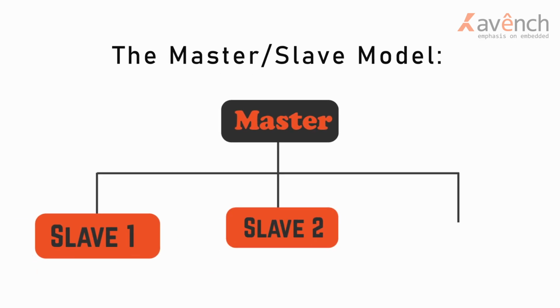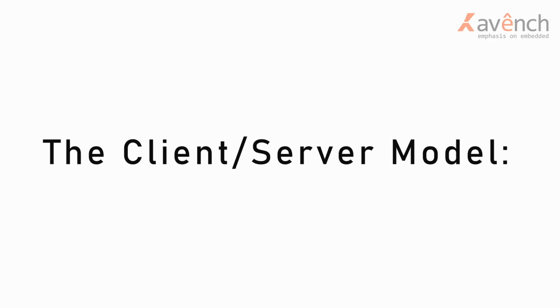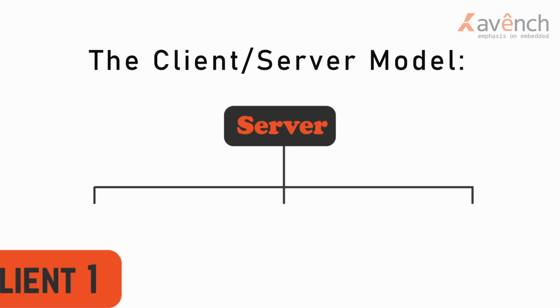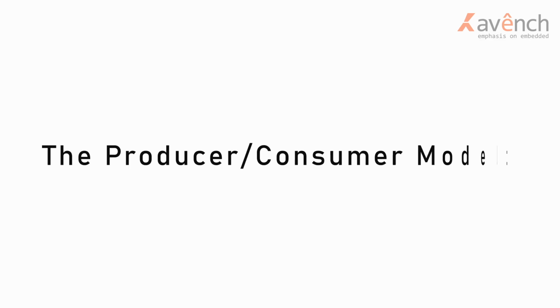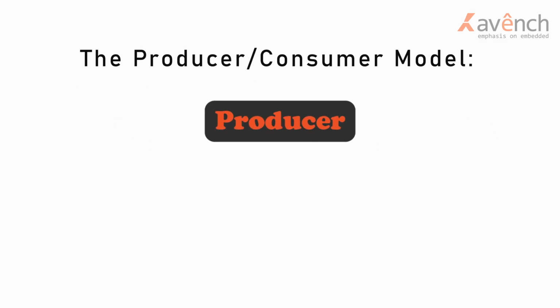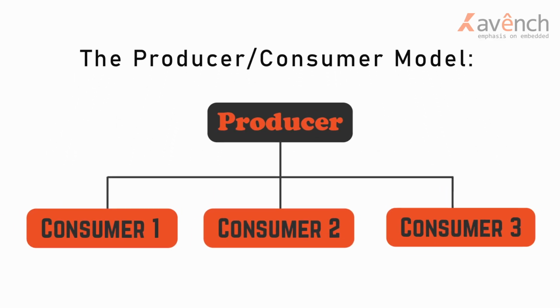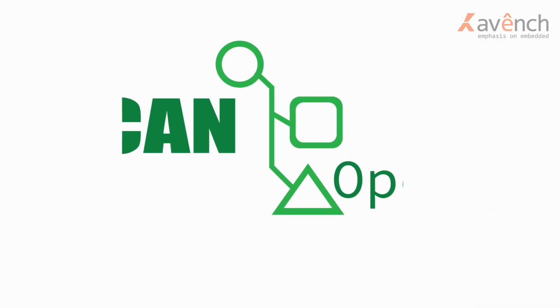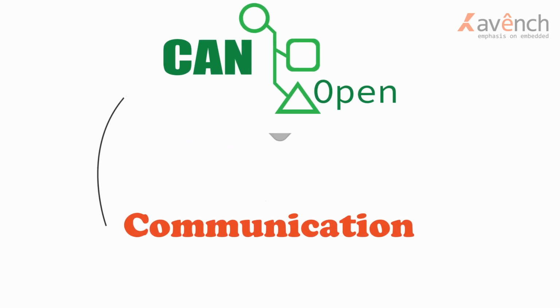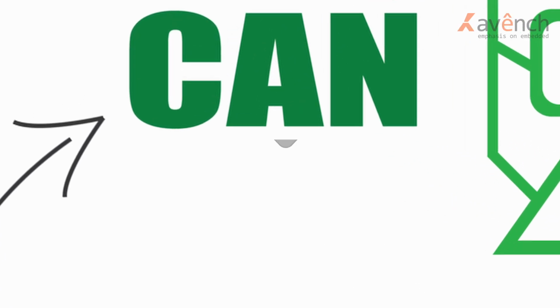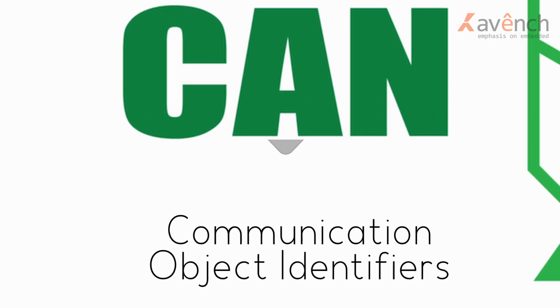data from slave nodes; the client or server model, which facilitates data requests and responses; and the producer or consumer model, where data is broadcasted from a producer to a consumer. Central to CANopen's functionality is the ability to encode communication within CAN frames using identifiers known as communication object identifiers.